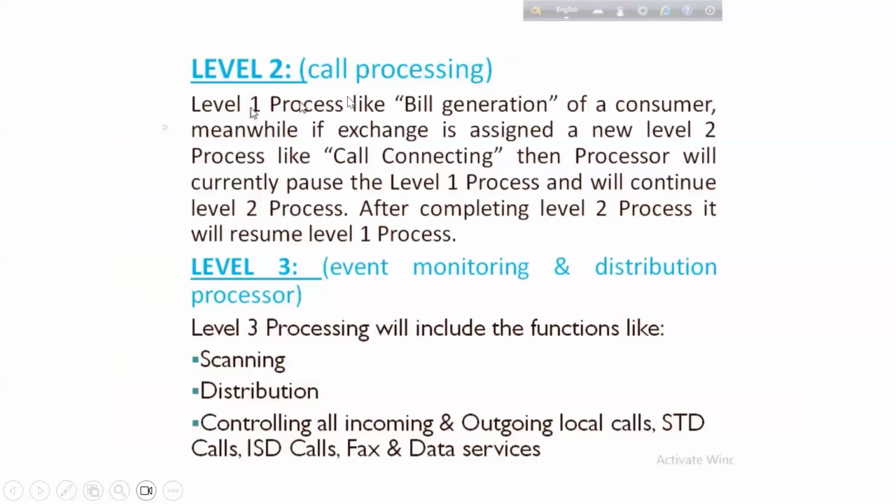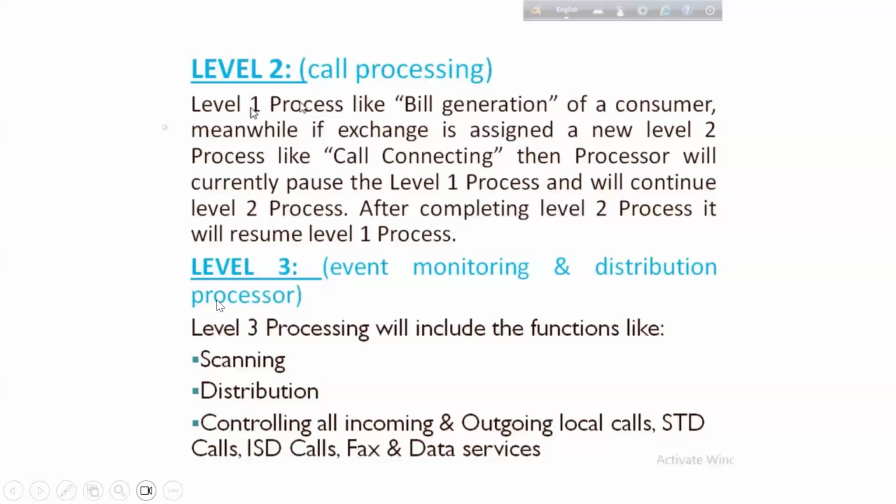Then there is level 2, call processing. Suppose a level 1 process like bill generation of a consumer is running. Meanwhile, if the exchange is assigned a new level 2 process like call connecting, then the processor will pause the level 1 process and continue the level 2 process. That means call connecting will be in process. After completing the level 2 process, it will resume the level 1 process.